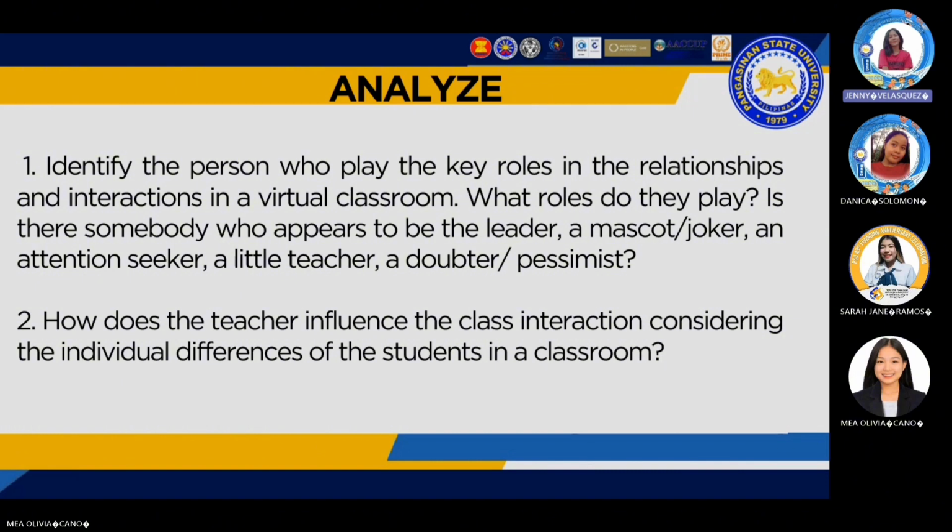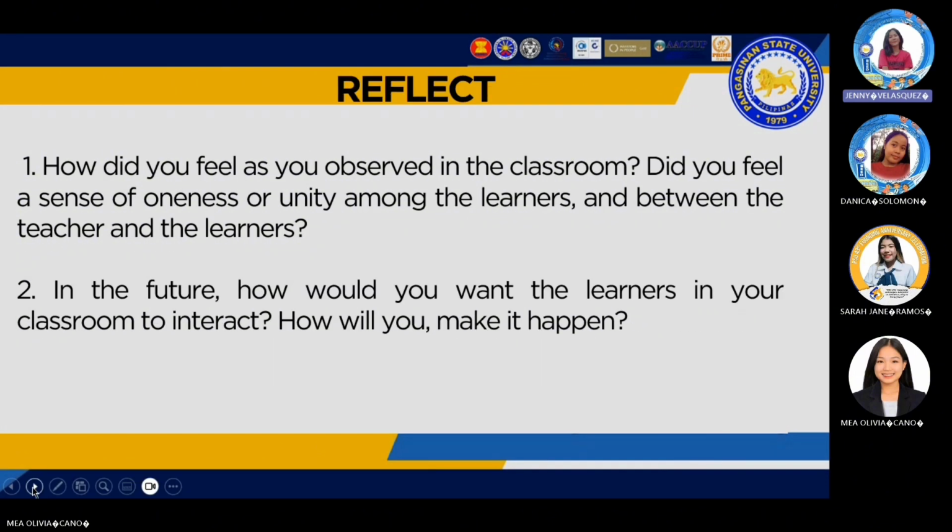Next slide is the reflect part. Number 1, how did you feel as you observed in the classroom? Did you feel a sense of oneness or unity among the learners and between the teacher and the learners? Observing the elementary classroom, we felt a heartwarming sense of oneness and unity.